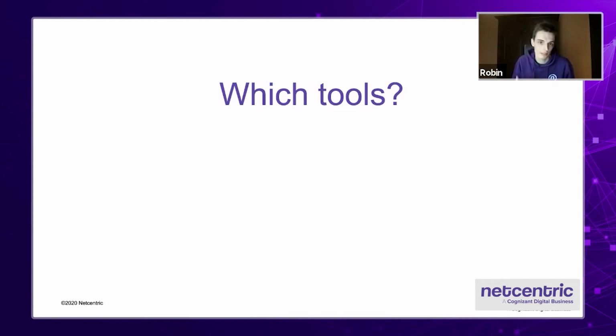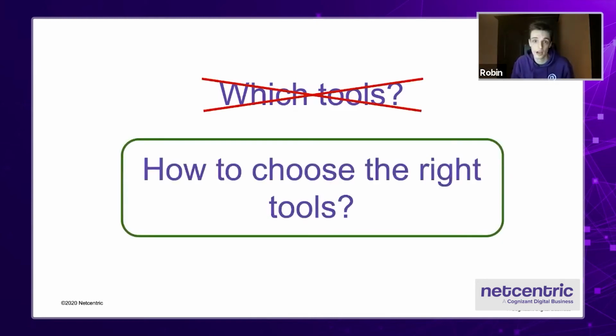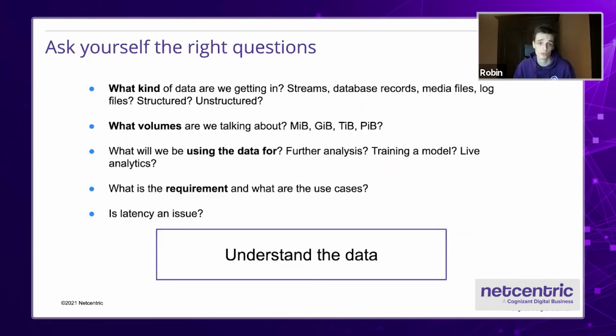But where maybe I can provide you some advice is how to choose the right tools when building your data pipeline. And so when you're building the data pipeline, the first thing you should do is to ask yourself the right questions. First, what kind of data are we dealing with? As I said earlier, it can come in various forms. Does your data need a lot of processing? Is it prone to errors? Is it structured, unstructured?